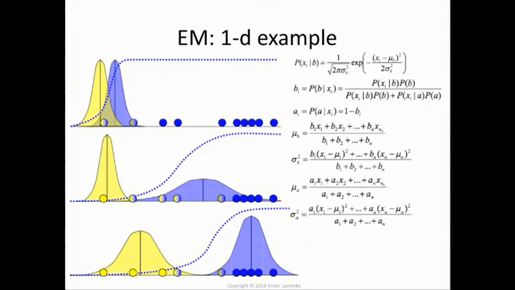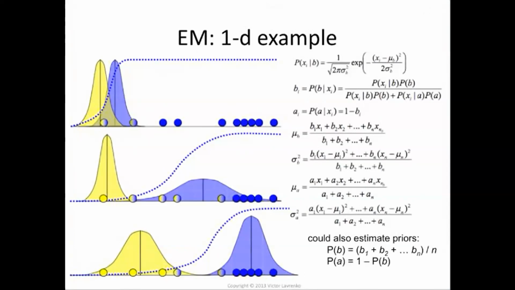So that's essentially how you estimate the means and the variances starting from nothing, just a set of data points. I only estimated the parameters of the Gaussians. I didn't estimate the priors. I kept the priors uniform. But you can also estimate the priors.